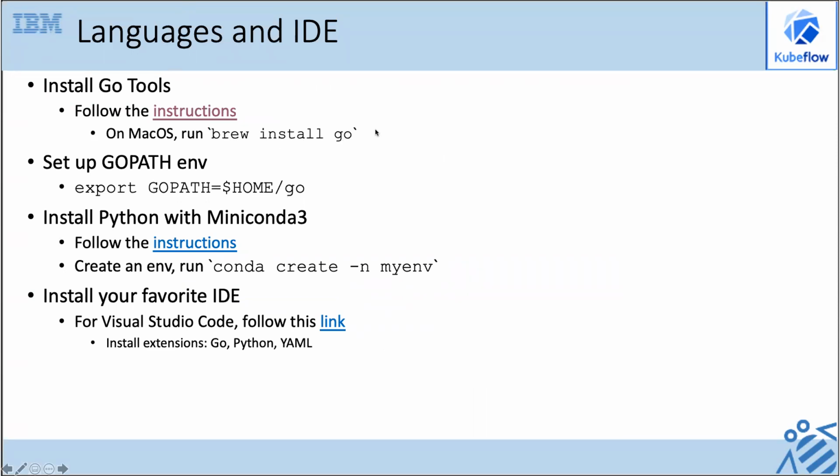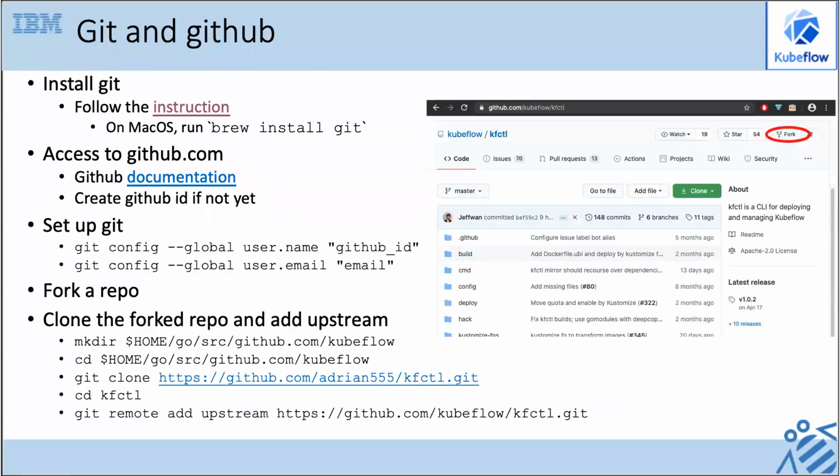After you install Go, definitely you need to set up the GOPATH environment. Usually I would just set it to enter the home, then create a go directory. And as we already showed in the other slides, you need to create the src path under the GOPATH, and then github.com/kubeflow under the source. Okay.